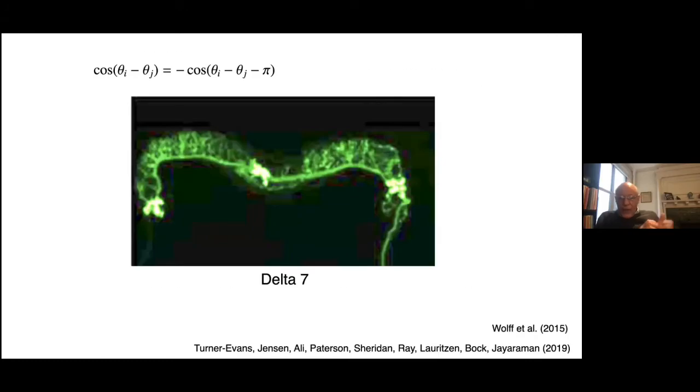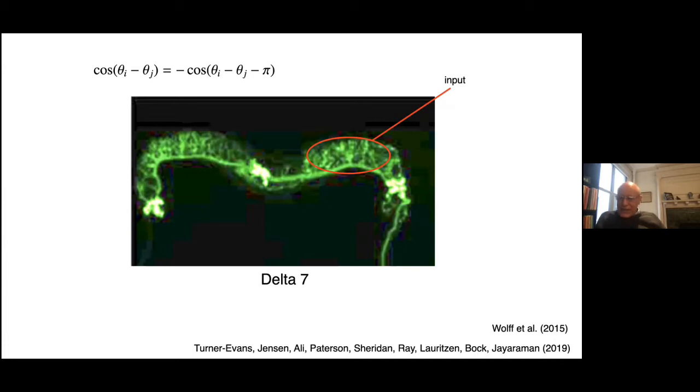Okay, so here is the delta 7 neuron. And the reason I showed you this is because you can practically see the cosine with your eye here. The inputs to this neuron are in this broadly shaped thing. You should be able to see that this is within the protocerebral bridge. So within the region that I've circled, it gets input from these compass neurons. And you can see the density really kind of looks like a cosine. And I'll show you that that's actually true in a second. So that's the cosine part.